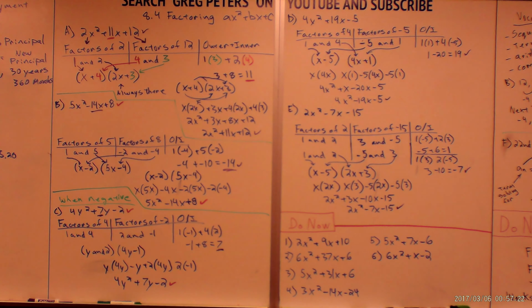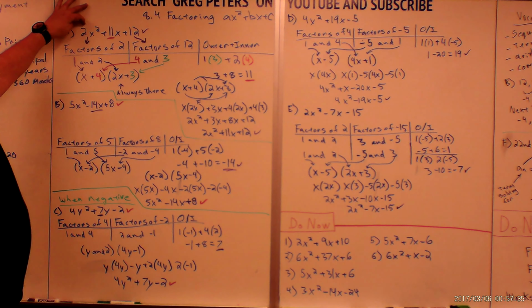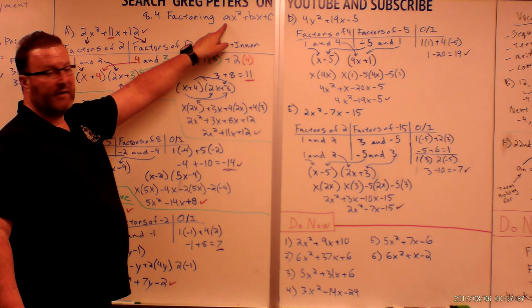Okay, so what you were doing last time is figuring out factors. Now we have a number in front of the x. So that's what's different here. That and how we figure out what our sums are. So notice we have a number in front of here. So we're calling this a.